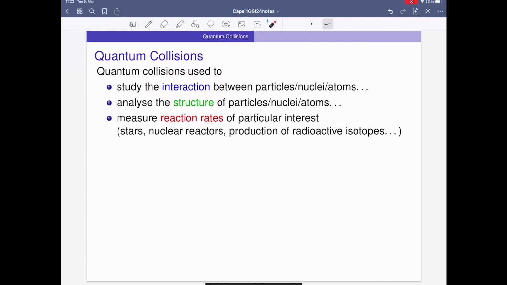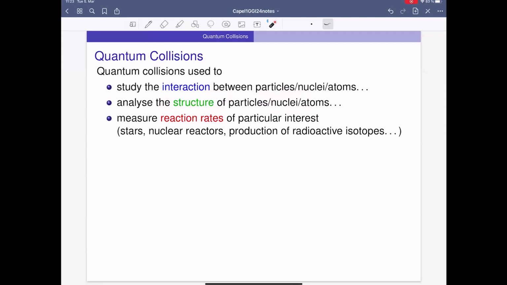The second one, and that's more what I'm going to look at at the end of the lecture for the last two days, is to analyze the structure of particles, atoms, nuclei. So we'll look at nuclei, and in particular these halo nuclei, these exotic systems that were introduced last week.